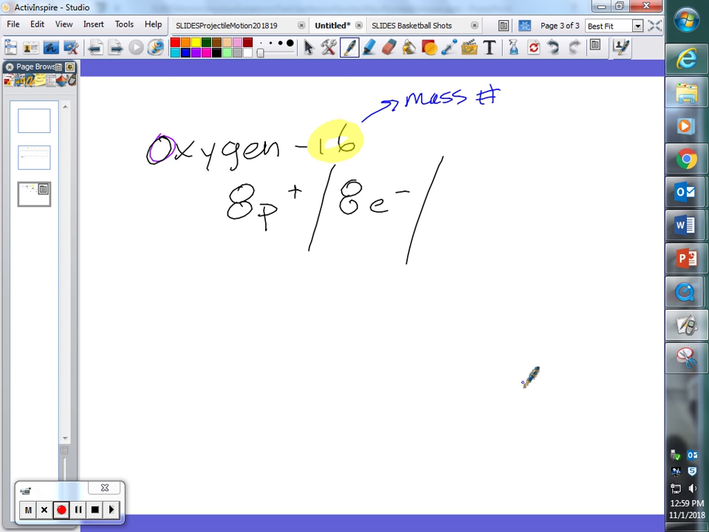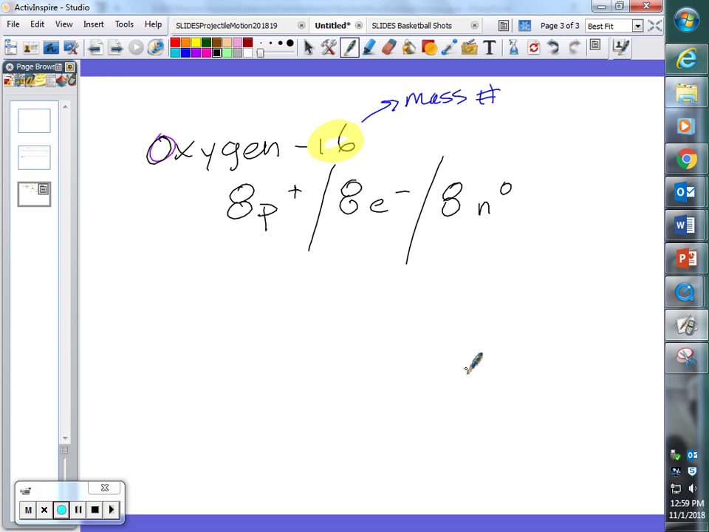Of that 16, how many of them are protons? 8. So the rest of them have to be neutrons. To get us up to 16, how many neutrons are there? 8. So this atom, calling it oxygen-16, we should be able to figure out that it has 8 protons, 8 electrons, and 8 neutrons. Okay?